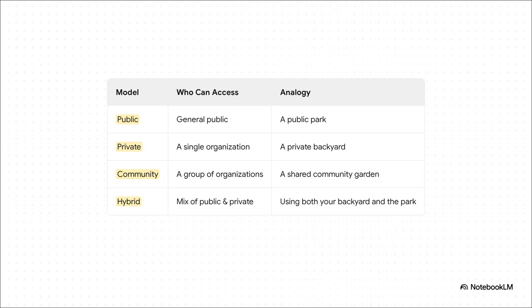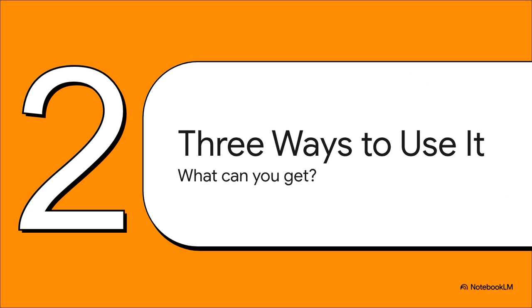A community cloud is kind of like a shared community garden, not open to everyone, but a specific group of organizations can all use it. And finally, the hybrid cloud. This one's pretty straightforward. It's just a mix of public and private. It's like having your own backyard for the important stuff, but still being able to use the public park when you need to. Okay, so that covers where the cloud is.